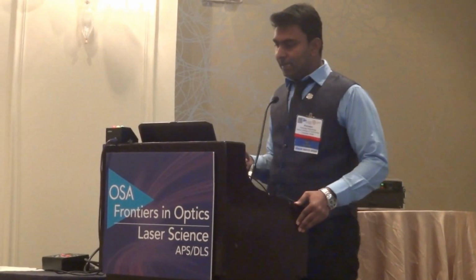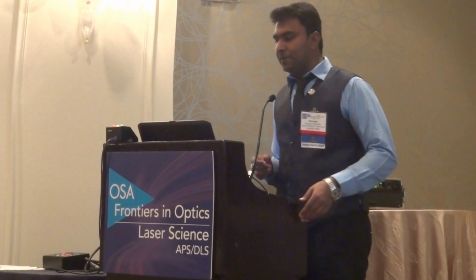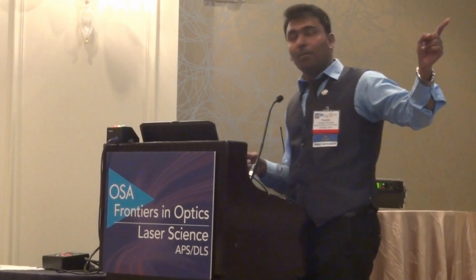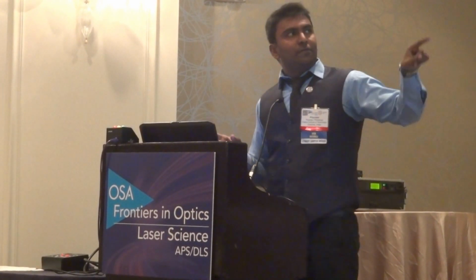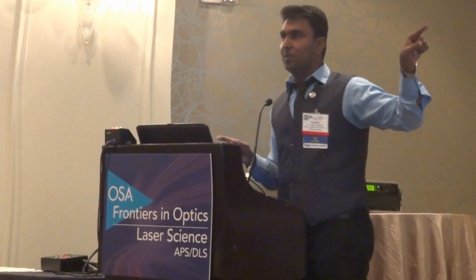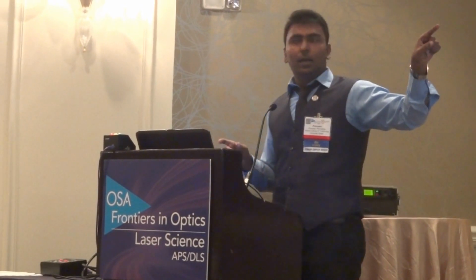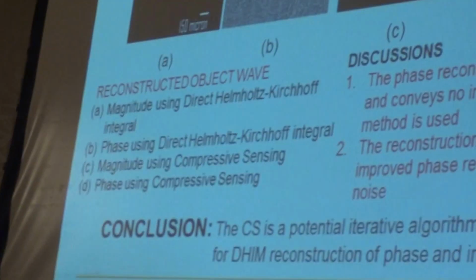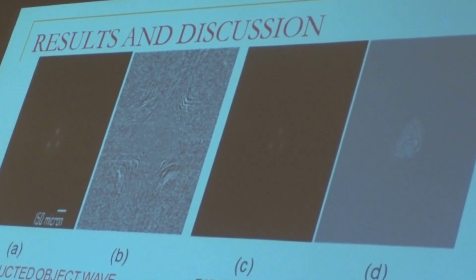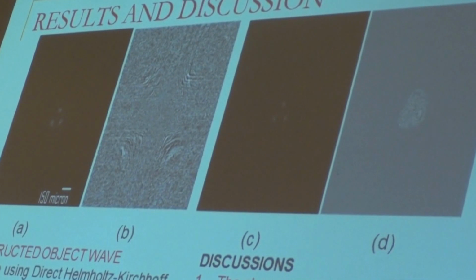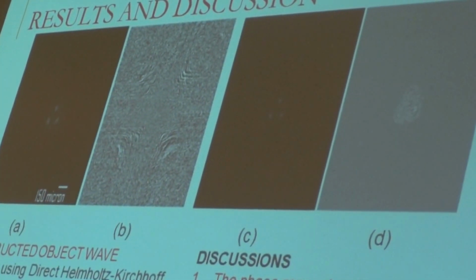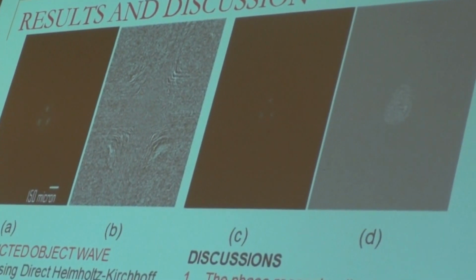As you can see in the result, in figure A you have the magnitude of the direct Helmholtz-Kirchhoff integral, and figure B represents the phase. Figure B doesn't say much about the phase. The phase is getting corrupted. We assume that this is happening because of the natural sampling and recording method. Whereas when you use a compressive sensing method, you can directly see there is an improved phase. You are able to see the reconstruction when you use this GPSR algorithm.